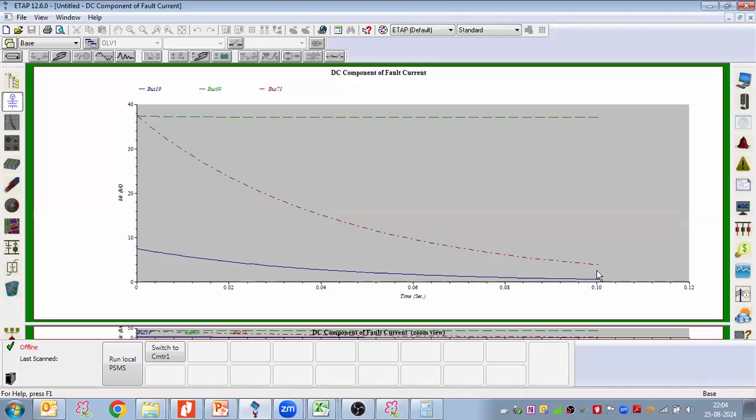So here you can see how much time is required to decay, right? In 4 to 5 cycles, one cycle is 20 milliseconds. So you can see in nearly 5 cycles your DC component decays. But if your X by R is infinite, even after 5 cycles your DC component does not decay. The DC component still persists in the system.